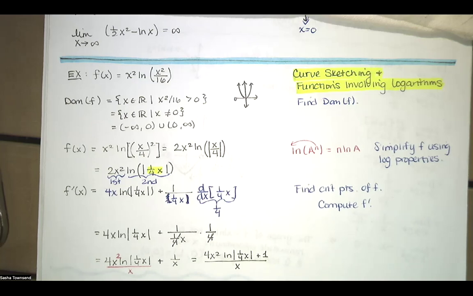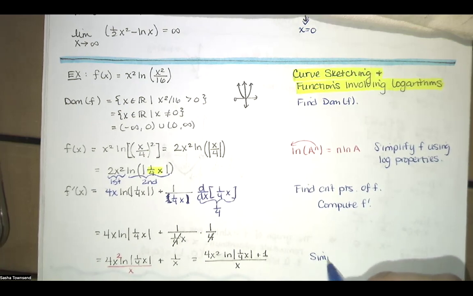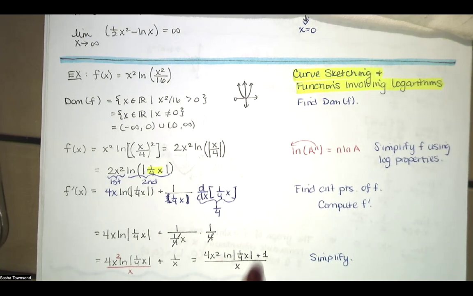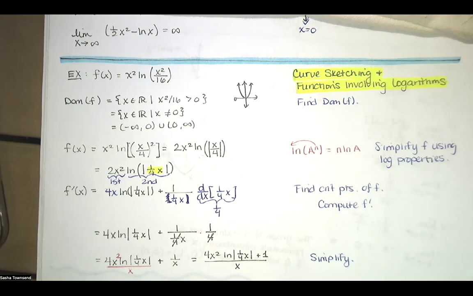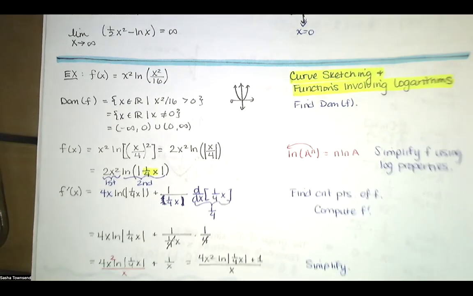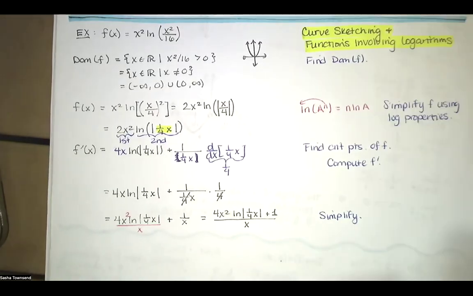So we computed f prime, then we simplified. So I wrote it as a single fraction. It makes it a little bit easier to determine when the derivative is equal to 0. Actually, it's not as easy this time. We've got this polynomial times a natural log function, right? It's a little bit tricky.